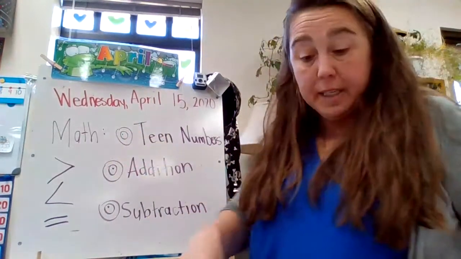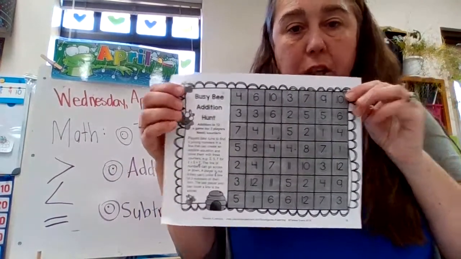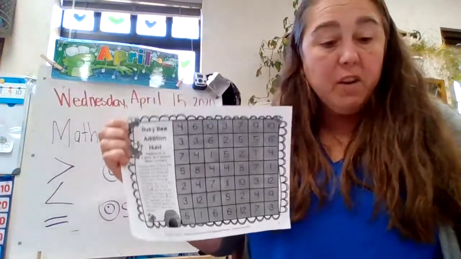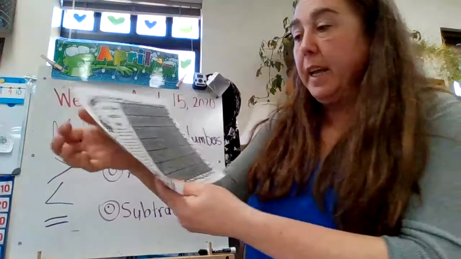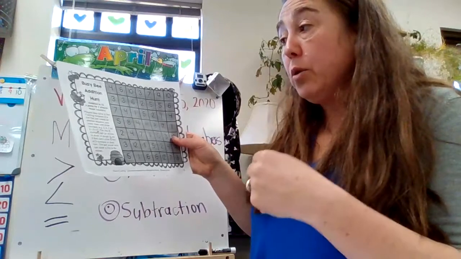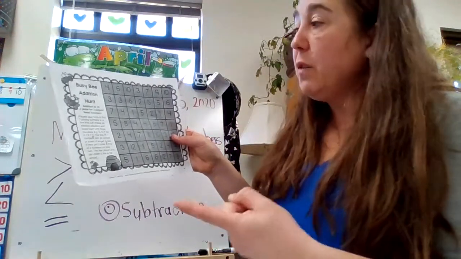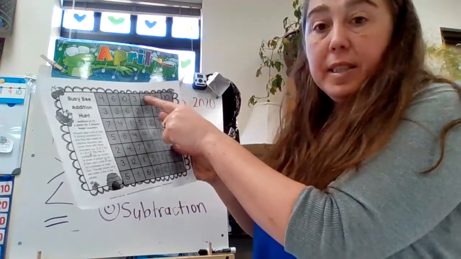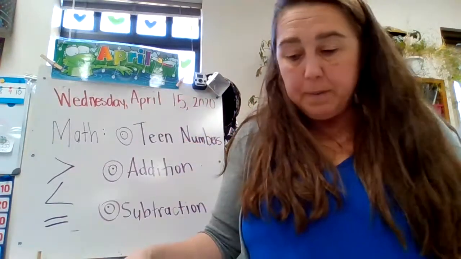Just really quick addition. There is one more game that we haven't played yet, and it's called the Busy Bee Addition Hunt. With the Busy Bee Addition Hunt, it's so much fun, and it's great if you put it in your protector, so that way you can play it again. So the idea here is that you are going to try and do addition up to 12. So for example, I could say 4 plus 3 is 7. So I have to find those numbers on my board.